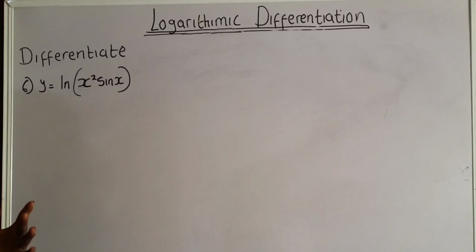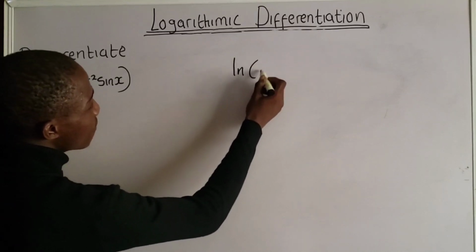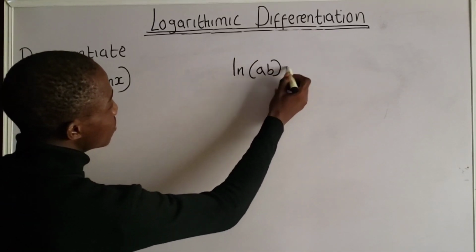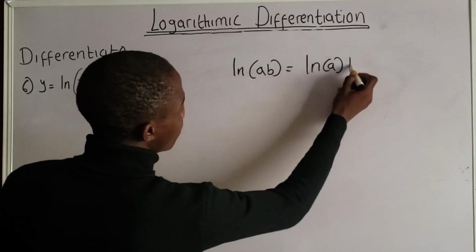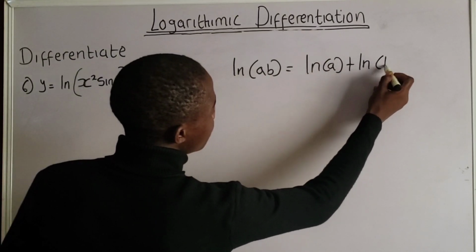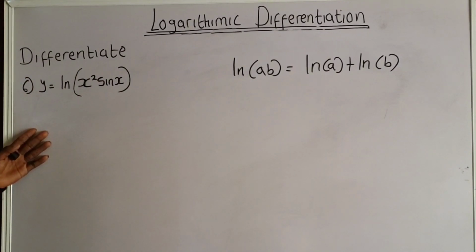Don't forget that in my previous lesson I told you how to decompose a complex natural logarithmic function. There I explained that if you have the natural log of a times b, it is the same thing as the natural log of a plus the natural log of b. So we are going to decompose this function first before we can find the derivative.